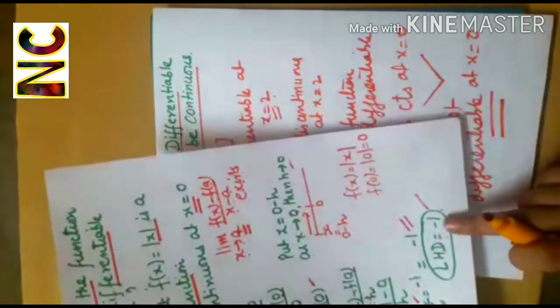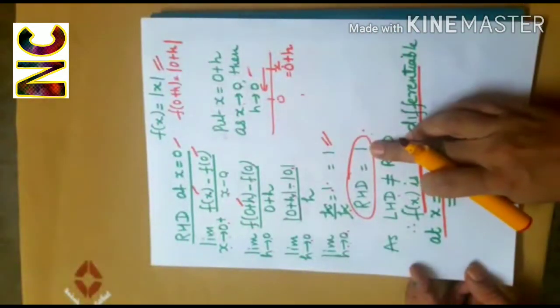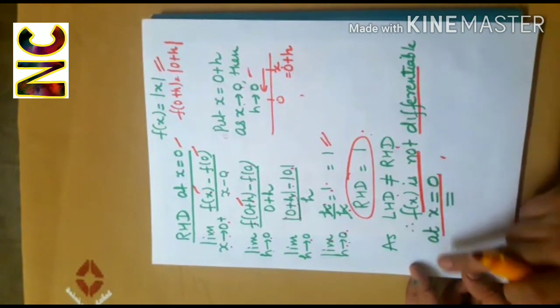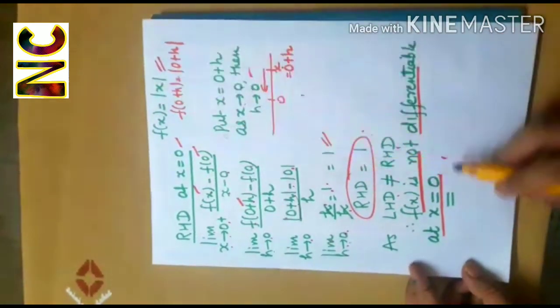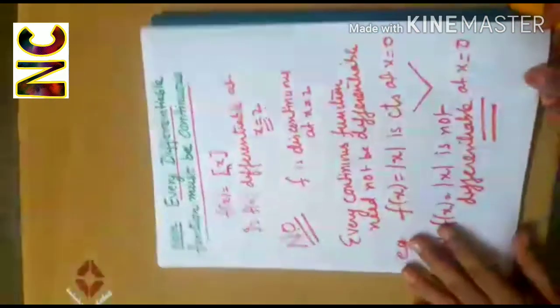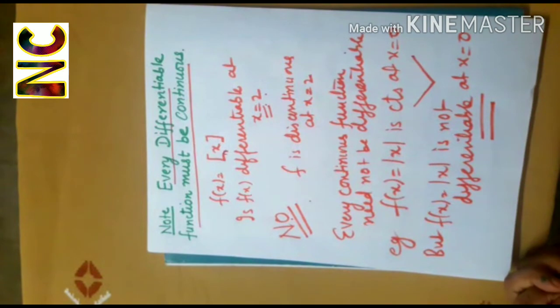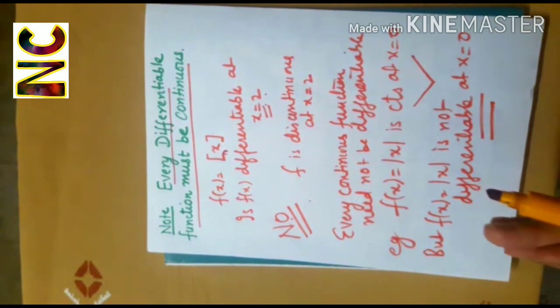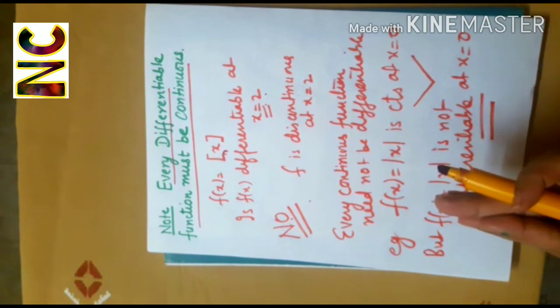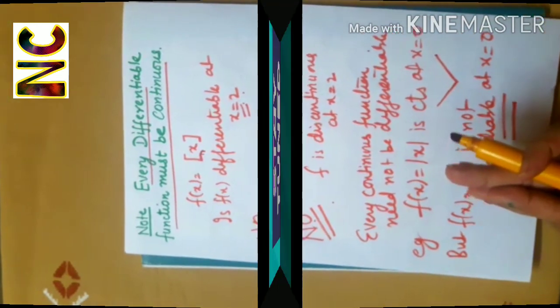The left hand derivative was minus 1, the right hand derivative was plus 1. So the left hand derivative and right hand derivative are not equal. So f(x) equal to mod x is not differentiable at x equal to 0. But it is continuous. So every differentiable function is continuous, but every continuous function need not be differentiable.